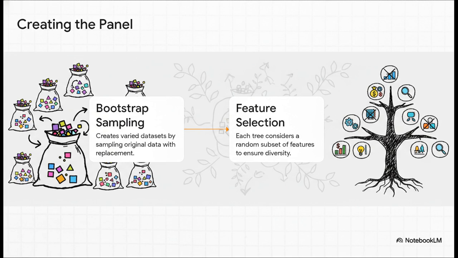Then there's random feature selection. At every decision point, instead of letting a tree look at everything, age, location, purchase history, it's only allowed to consider a random handful of those factors. This forces each tree to find different patterns, which makes the final collective decision so much stronger.